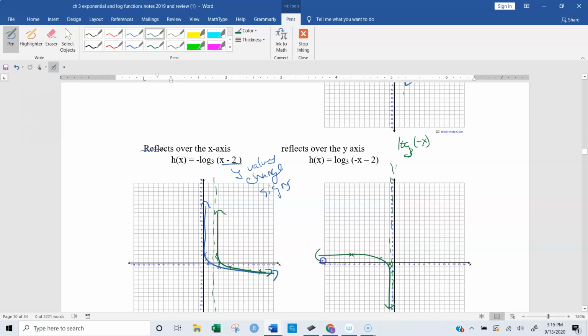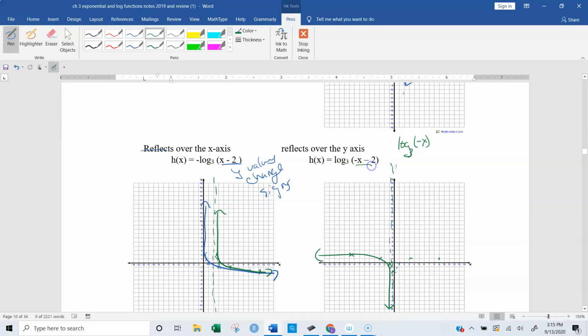Okay, if not, get on Desmos and give this a shot. So for my -x, all I did is I took all the points that were over here, all of these guys, and I made them negative. So I flipped it over the y. That's what we did here.